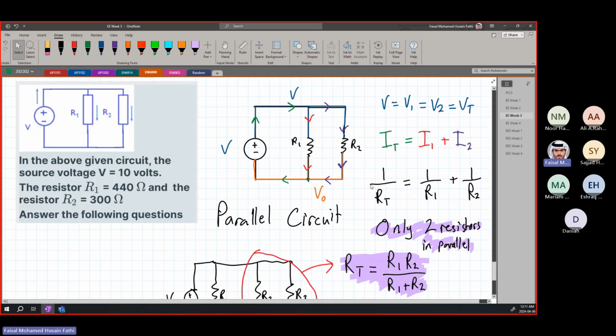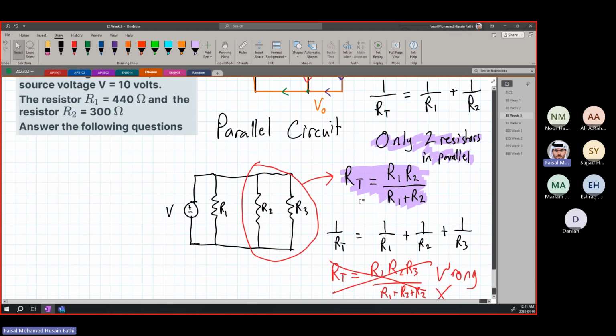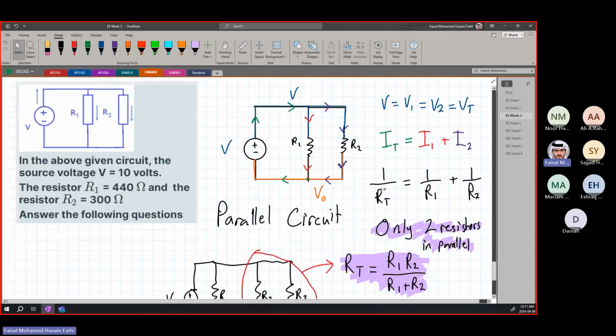But the concept I want you to know is this is the resistance formula. You don't just simply add them. The voltage is equal and the current is added up. It's coming from one side and it's splitting into 2 parts.